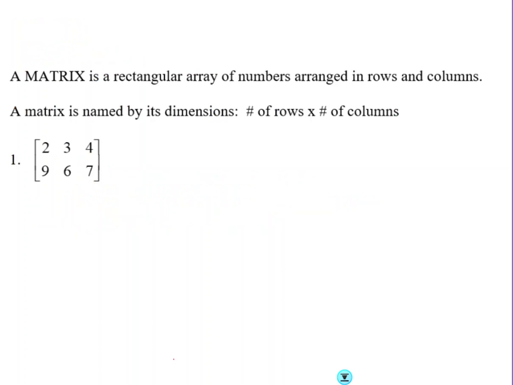First, a matrix is a rectangular array of numbers arranged into rows and columns. A matrix is named by its dimensions. We put the number of rows first, then the number of columns.